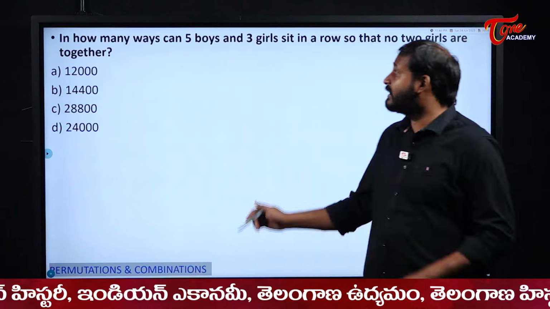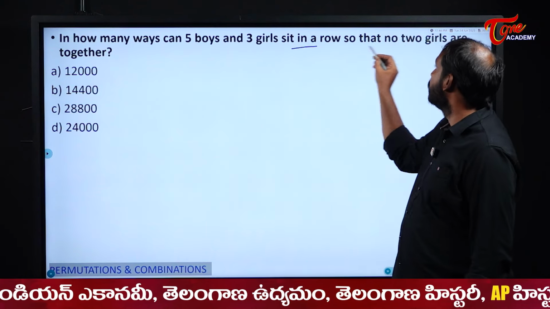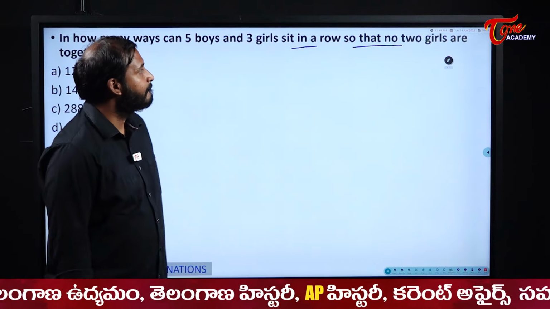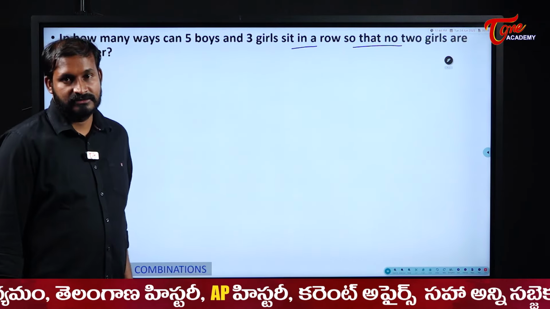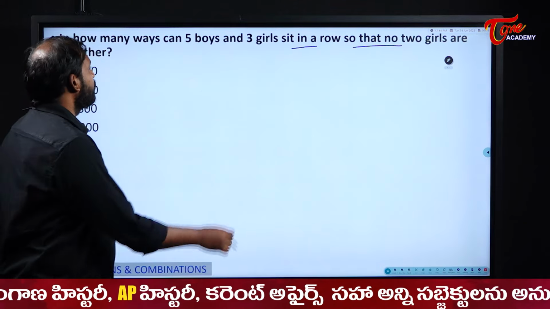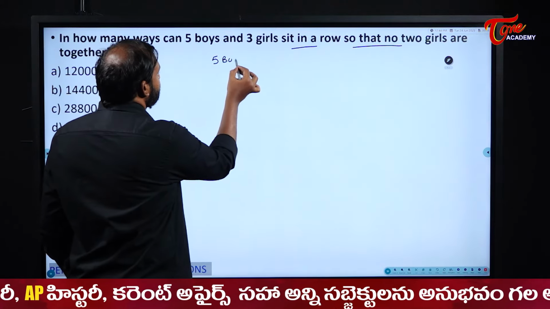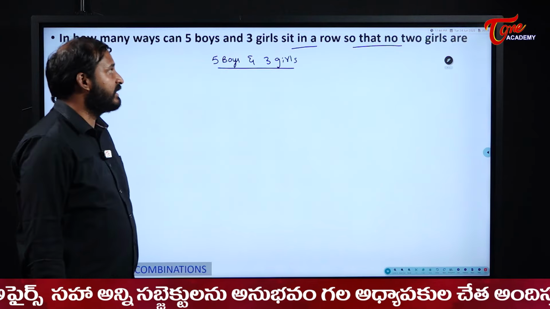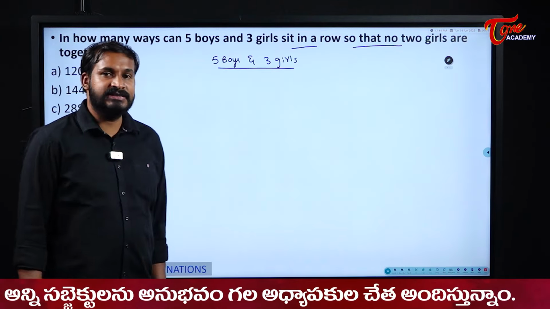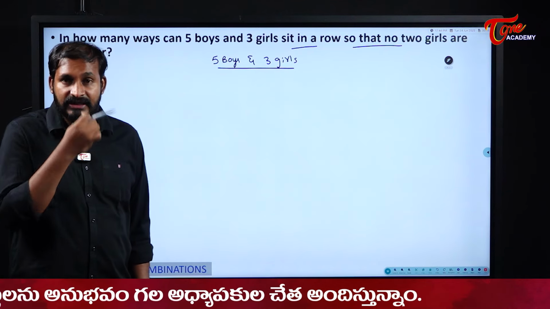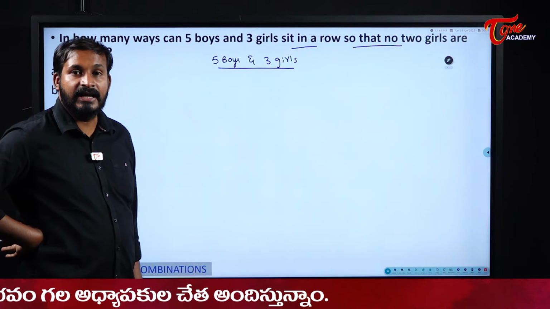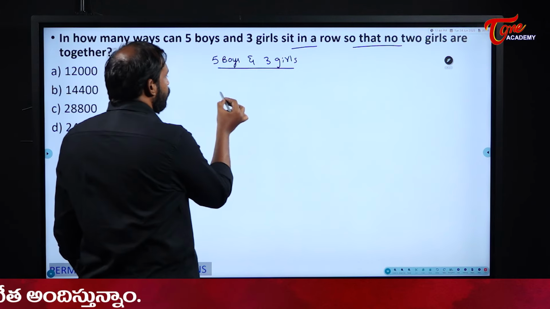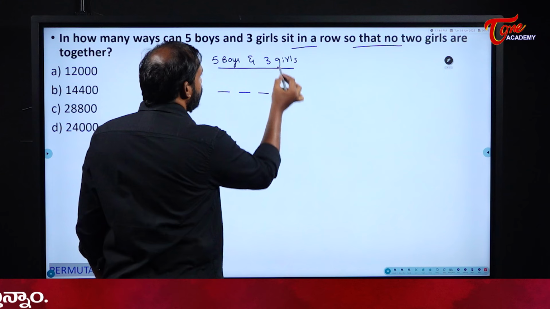Next, in how many ways can 5 boys and 3 girls sit in a row so that no 2 girls are together? No 2 girls should be together. 5 boys and 3 girls, so that no 2 girls sit together. Now tell me how I can arrange them. The first thing is 1, 2, 3, 4. Total how many positions? 8.